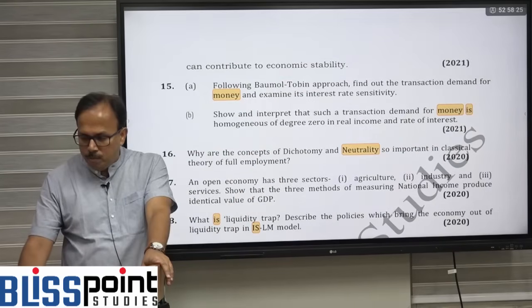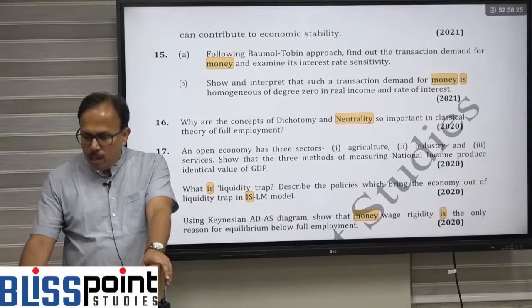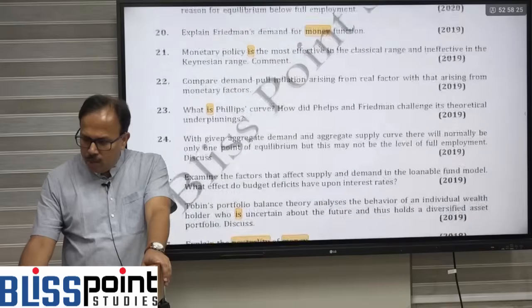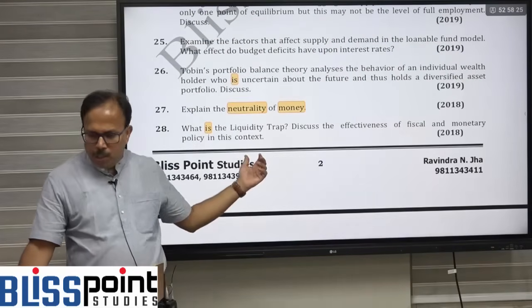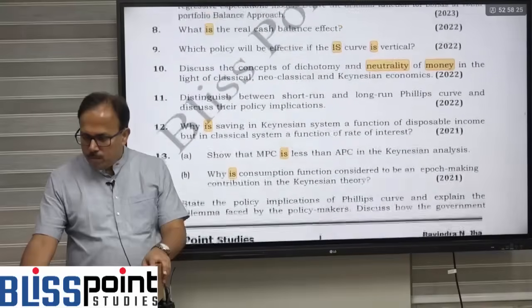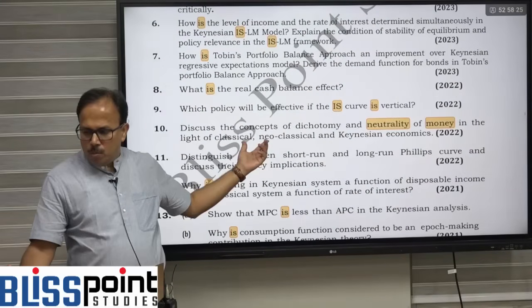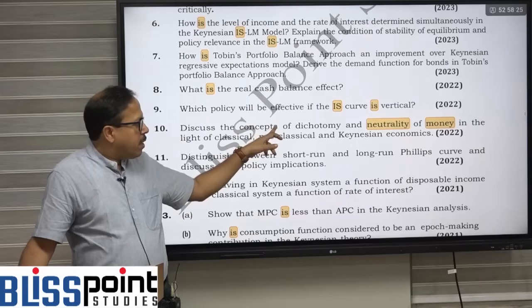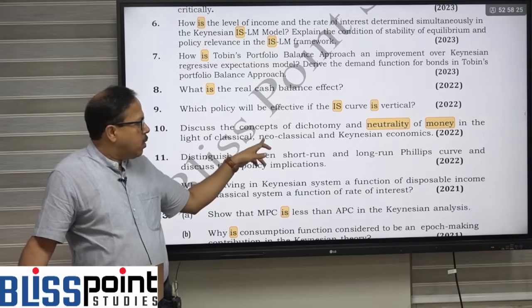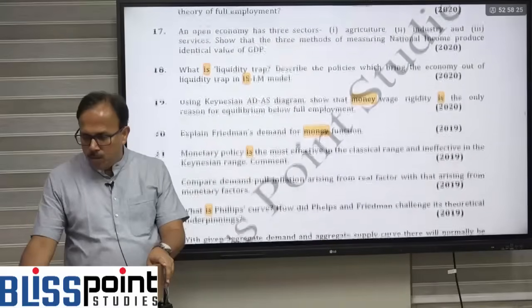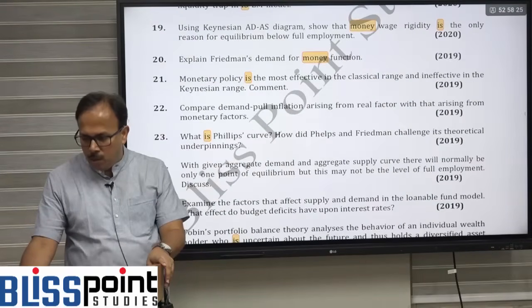ये इकोनॉमिक सर्विस का क्वेश्चन है, क्वेश्चन नंबर 16. Concept of dichotomy and neutrality is so important. Then not only 1 year, ये in fact question already repeated. Explain the neutrality of money. Question number 10, 2022 का क्वेश्चन पढ़ लो. Concept of dichotomy and neutrality of money in the classical, neoclassical and the Keynesian. And this also neutrality of money is so important in the classical model.